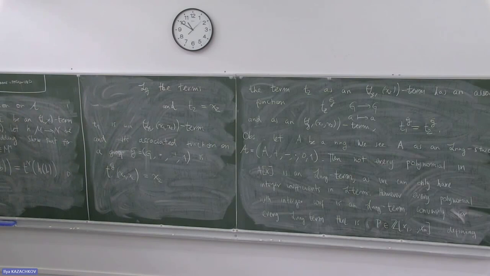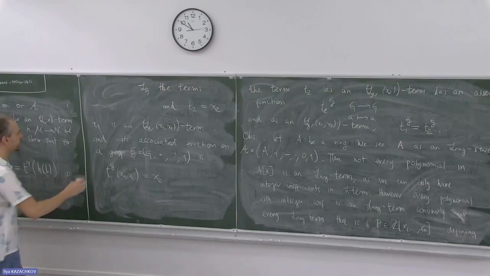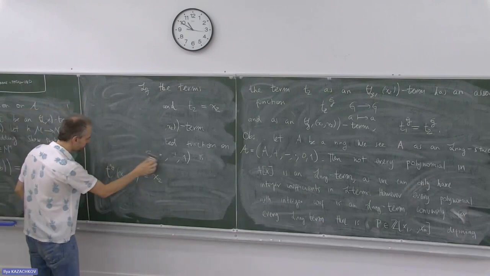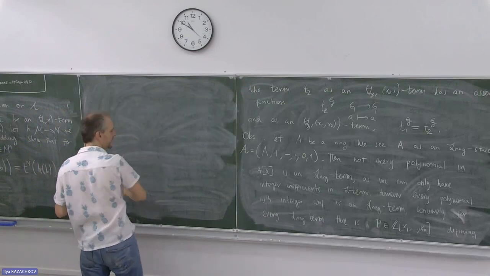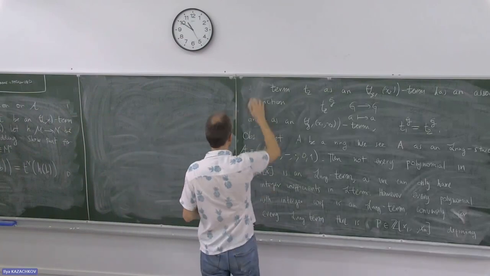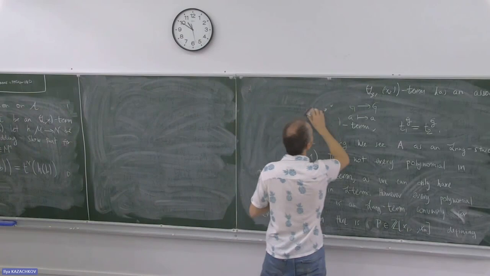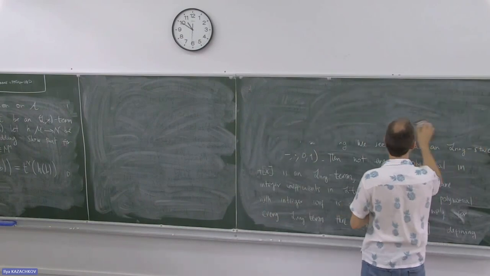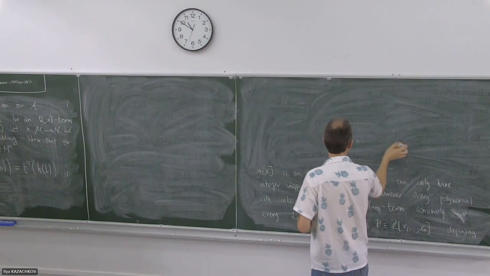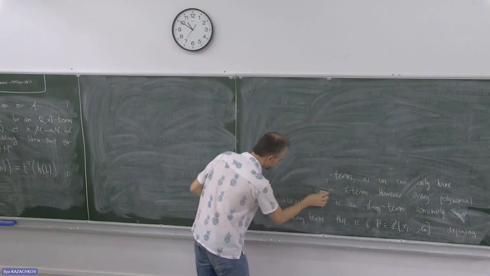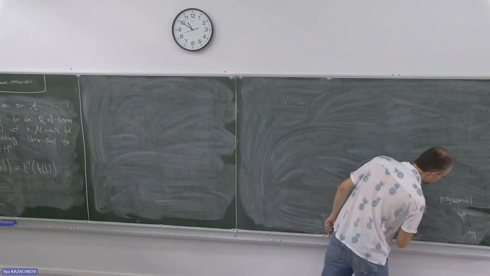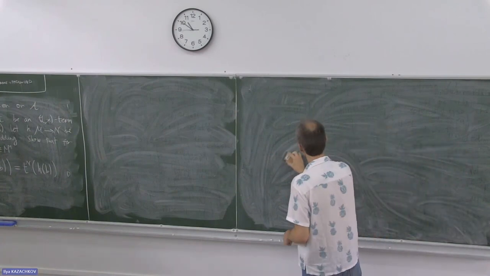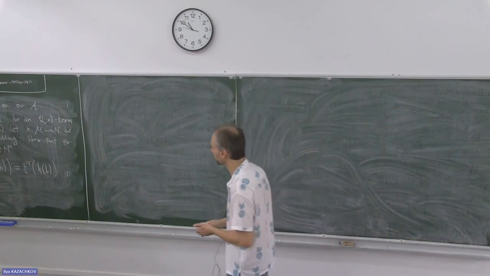Let me check if I have not forgotten. No, okay. So now that we have defined terms, we are finally ready to define formulas, and we're almost done with all the elements of this first part of the course, which is to define structures. We also defined the maps between structures. We already defined terms. For terms, we saw how to each term we can associate a function on a structure, which we also call the interpretation of this term in the structure.